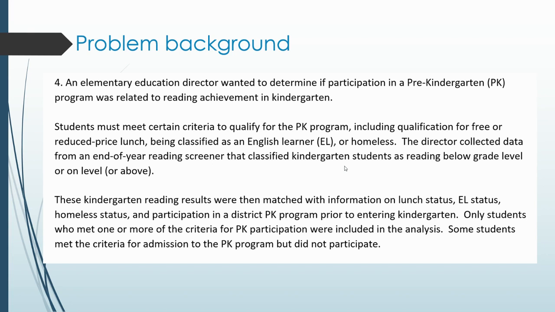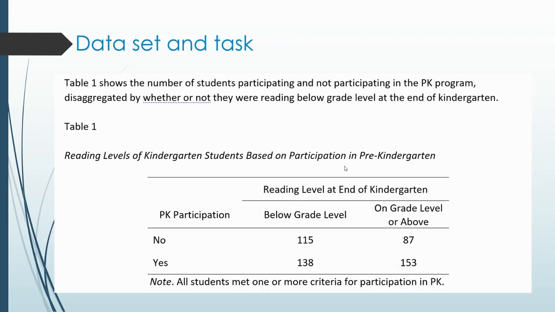So what the director did was then look at all this information, took all the students who were in kindergarten and looked at their English language status, their lunch status, homeless status, and then whether or not they participated in pre-K. And so this person took all students who met at least one of those criteria and then looked at their pre-K participation status and their reading scores at the end of kindergarten.